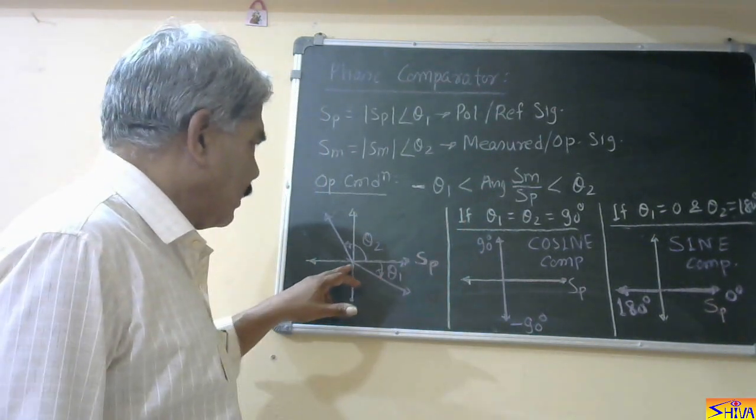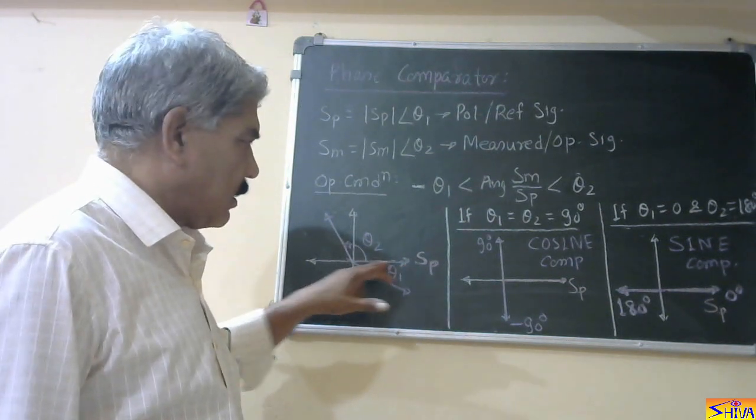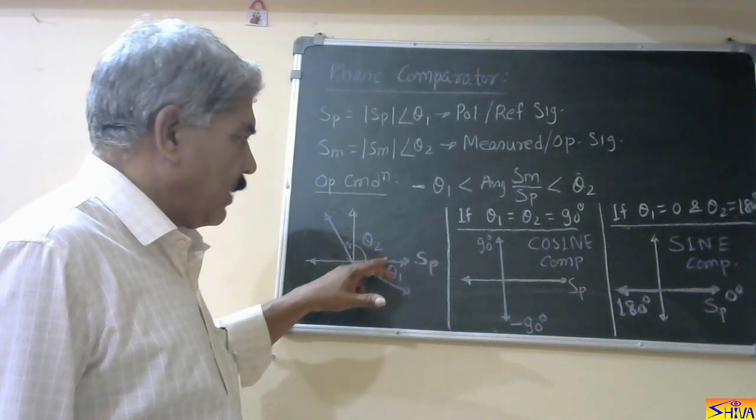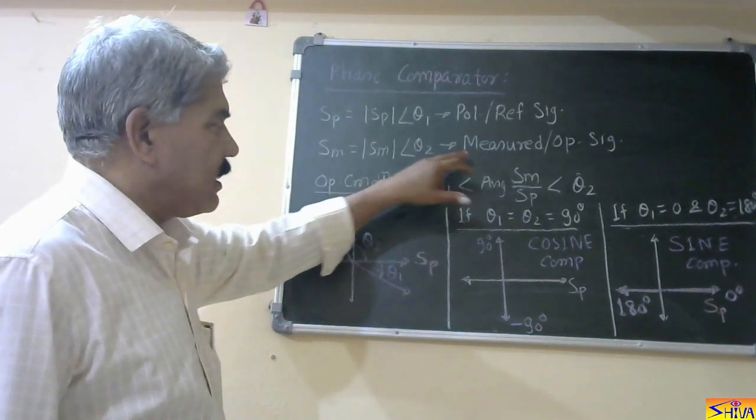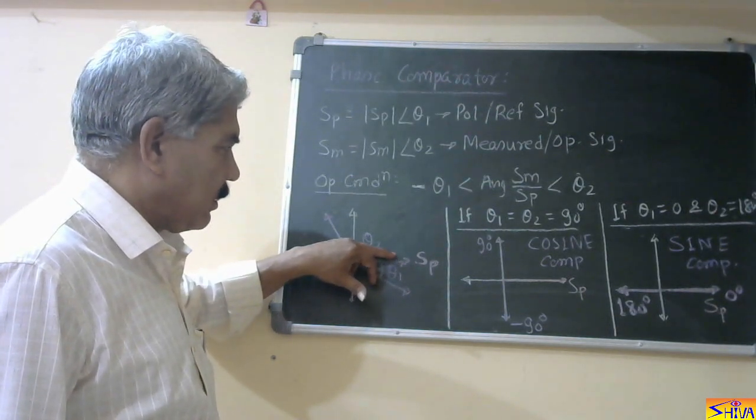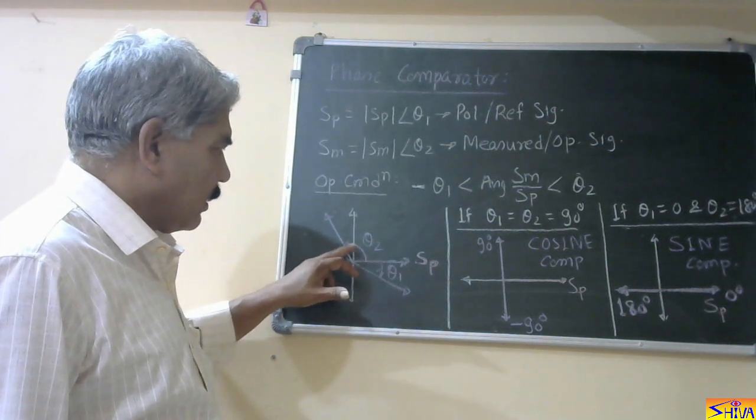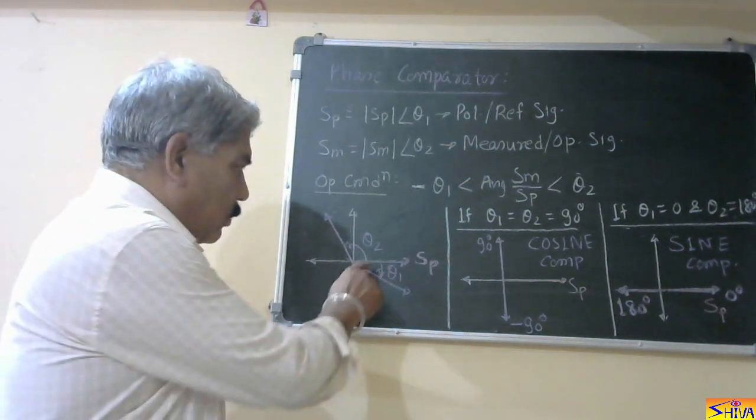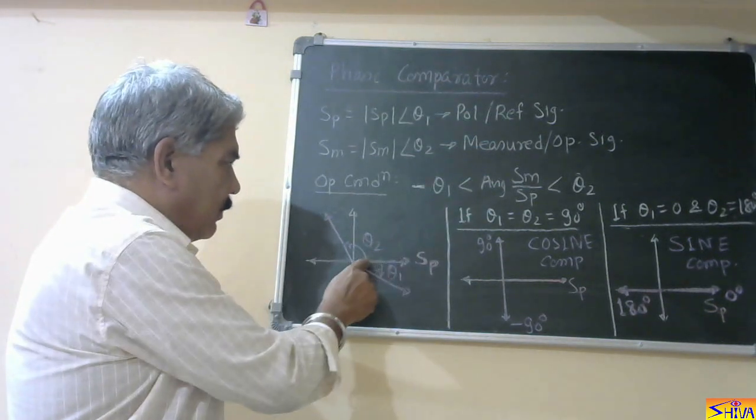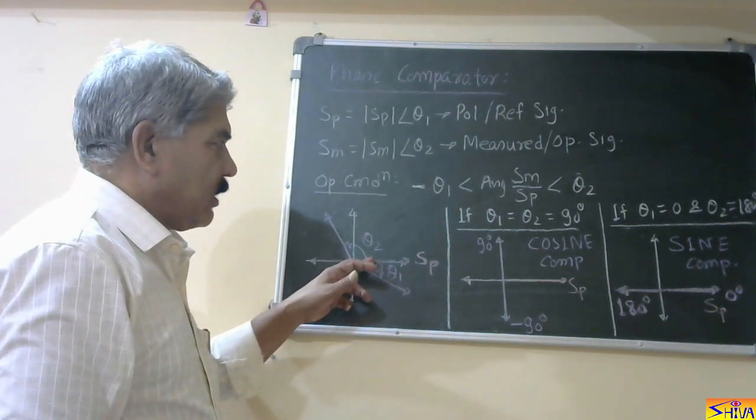So here in this complex plane, let us say this is the reference quantity. We always draw the reference at 0 degree. So it is SP. If the SM signal, that is the measured signal or operating signal, has an angle with respect to this reference signal anywhere between minus theta 1 and theta 2, then the relay will operate. This we are measuring in the clockwise direction, so it is minus theta 1. This we are measuring in the anti-clockwise direction, so it is positive theta 2.